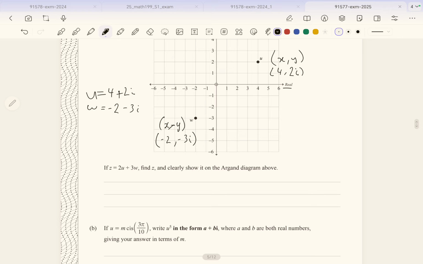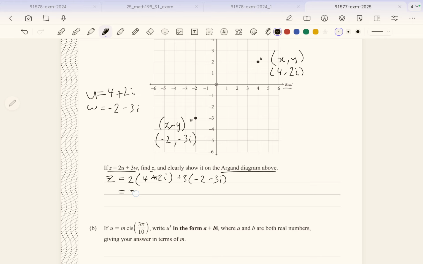And so the question asks, given that z is equal to 2u plus 3w, we have to find z and show it on the Argand diagram above. So for the first step, we need to find what z is equal to. So z is equal to 2, and u was written up there, so write 4 plus 2i, plus 3 times w, which is -2 minus 3i.